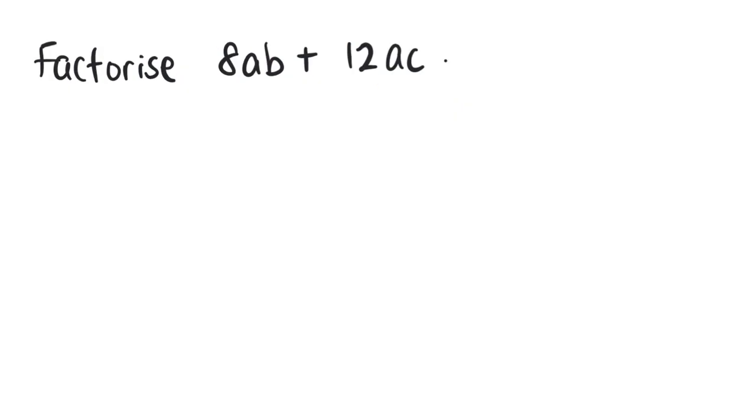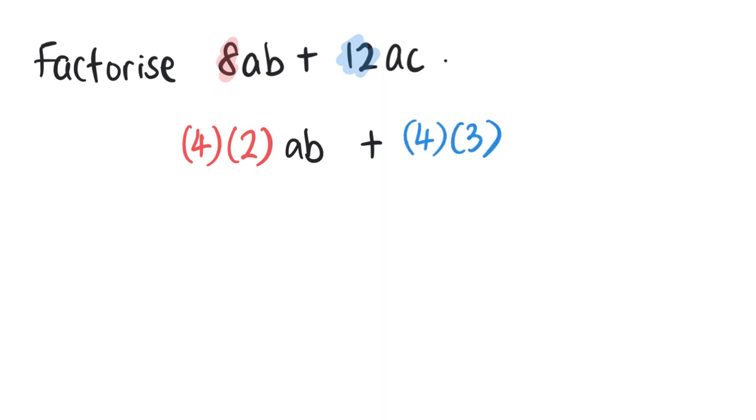Hello everyone, welcome to this problem where we are required to factorize 8ab plus 12ac. Then I realized that 8 and 12, what is the highest common factor? Yep, it will be 4. Both can divide by 4, so you will see me writing 8 as 4 times 2. I still write my ab there, okay? You will also see me writing 12 as 4 times 3.